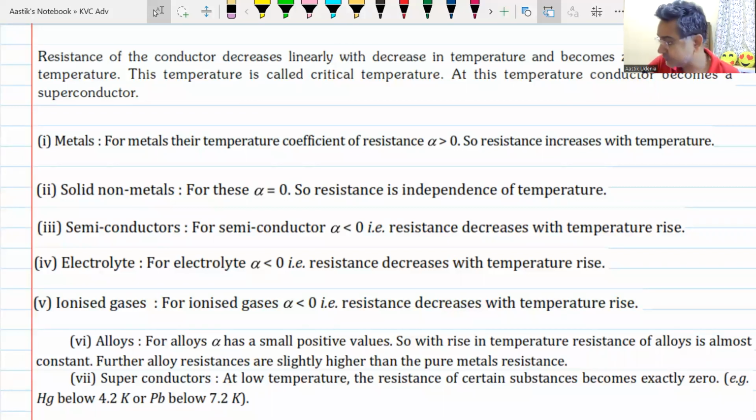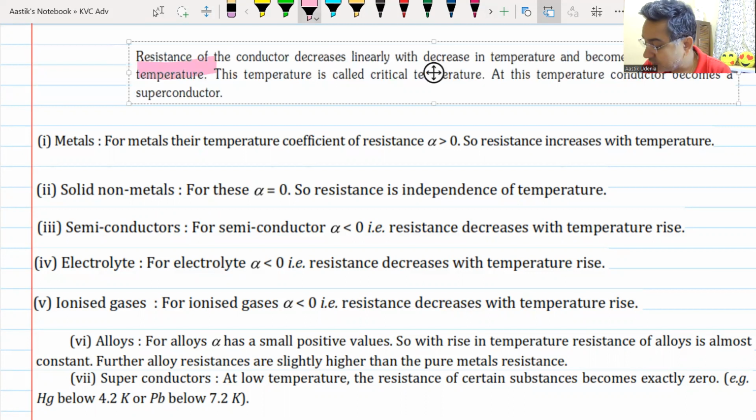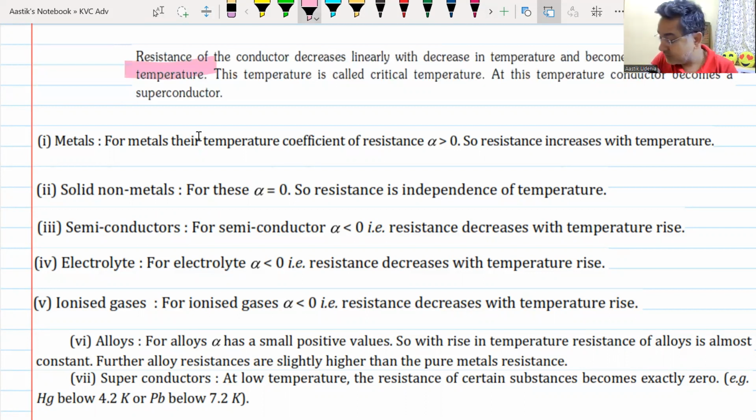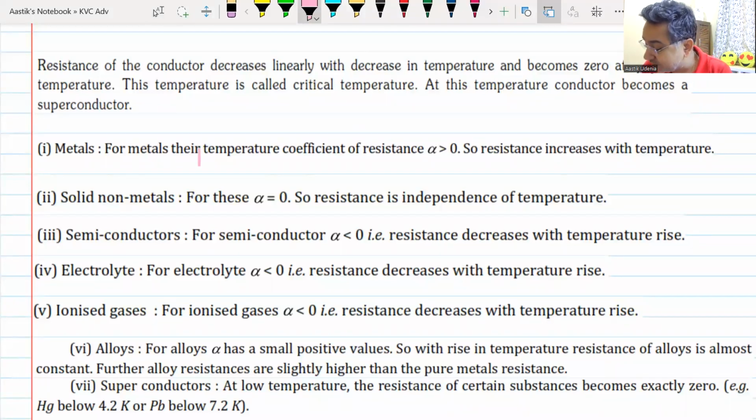Here it is given for all the types of bodies what happens when the temperature is increased. There is something known as a superconductor. If you decrease the temperature of a conductor, its resistance will decrease, and at one particular temperature, which is known as the critical temperature, its resistance becomes zero. Then the conductor becomes a superconductor.